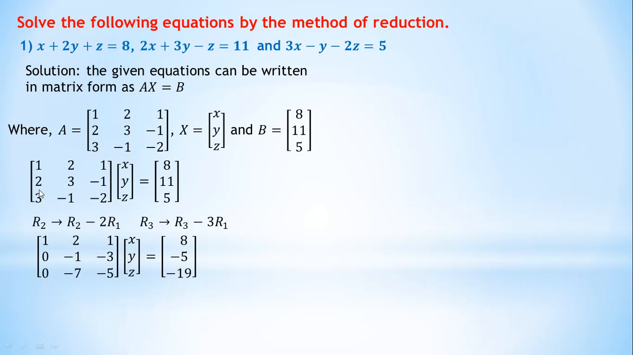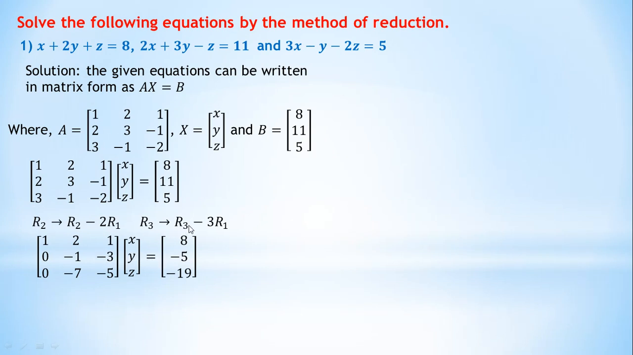See here. First of all, think about the second row, that is R2 minus 2R1. So here obviously we get 0. Then this is 3 minus 2 times 2, so 3 minus 4, that is minus 1. See carefully. Then minus 1 minus 2 becomes minus 3. X, Y, Z as it is, equal to, on the right hand side, 11 minus 2 times R1, means 2 times 8. So 11 minus 16, that is minus 5. Okay, so the second row is completed.